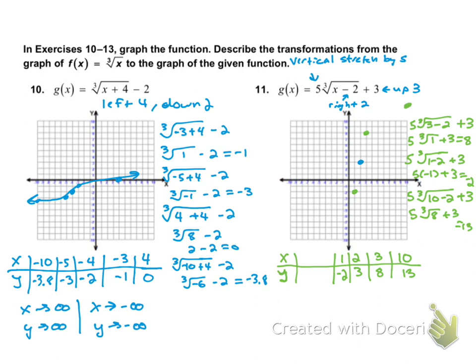And so next here, I'm going to do negative 6. Because if I do negative 6, that'll be 5 times the cube root of negative 6 minus 2 plus 3. 5 times the cube root of negative 8 plus 3. That's 5 times negative 2 plus 3. Negative 10 plus 3 gives you negative 7. So I got negative 6, negative 7.